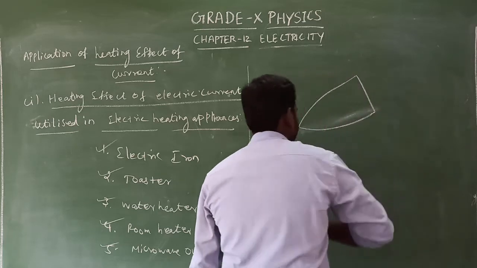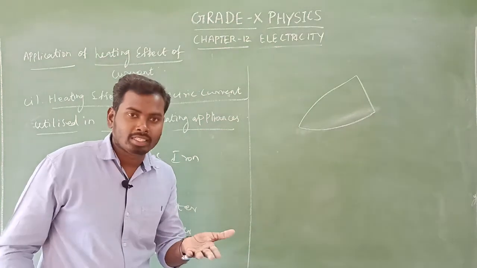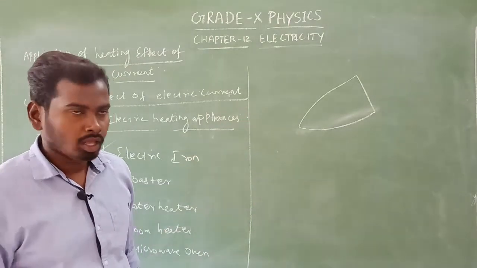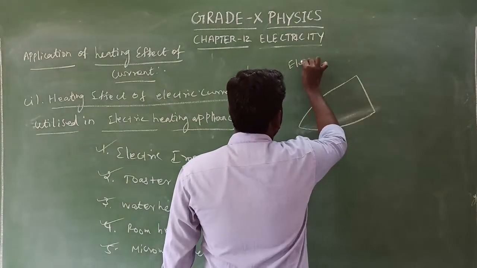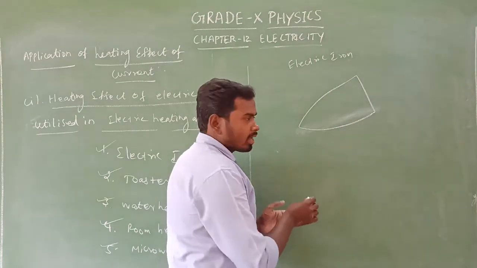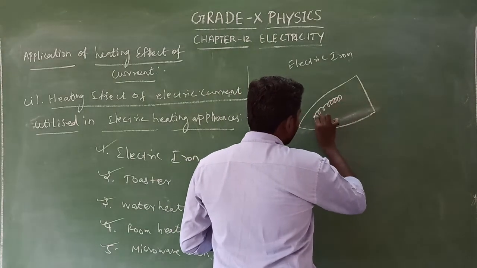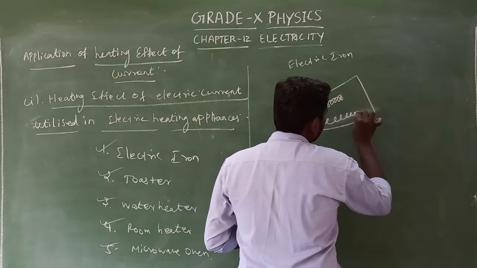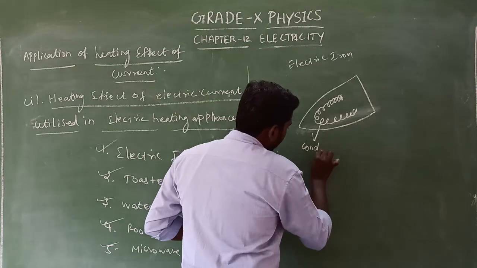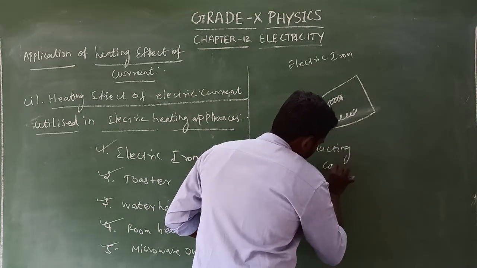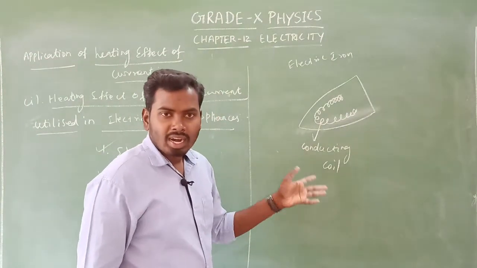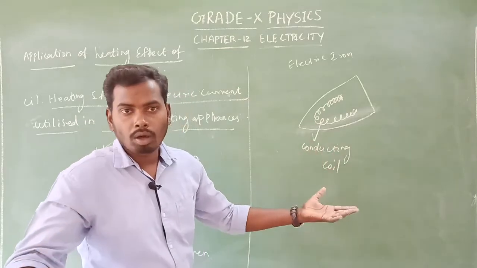Consider this iron box. That iron box has a sole plate. There will be a flat plate, am I right? That is the sole plate. Consider this is an electric iron, isn't it? Yes. Inside the electric iron, there will be a conducting coil. That is also one of the conductors. But that conductor has a very high resistance value.